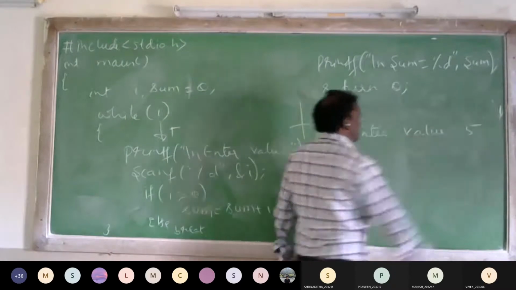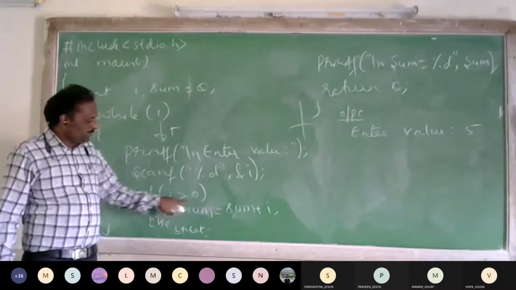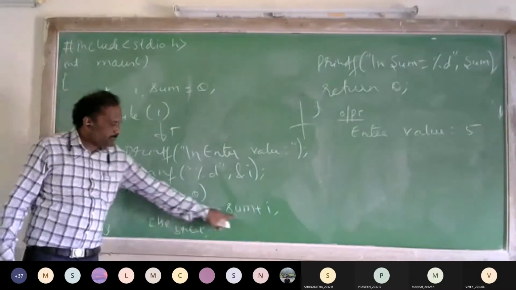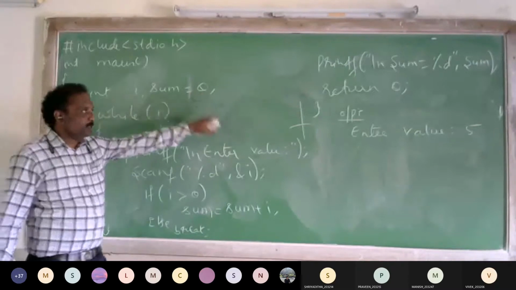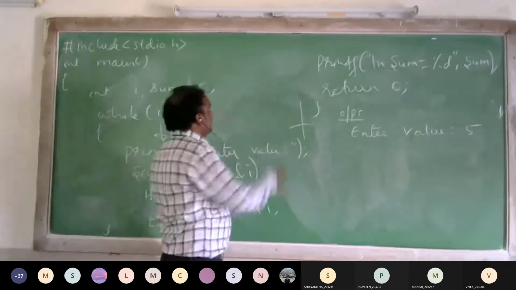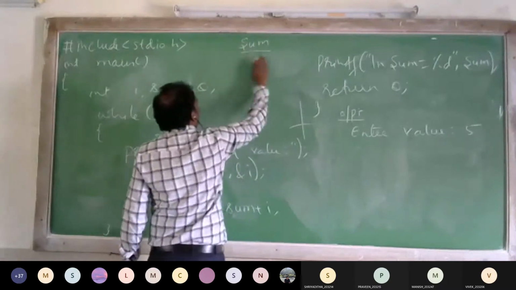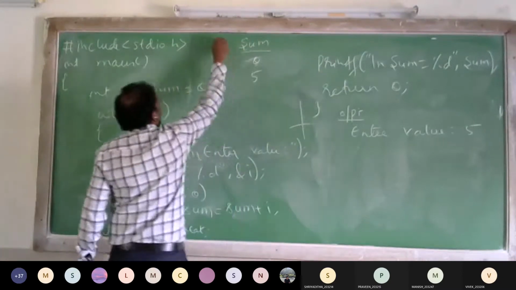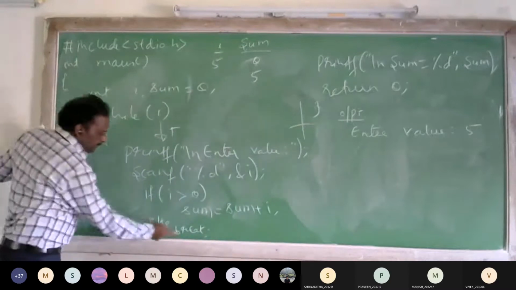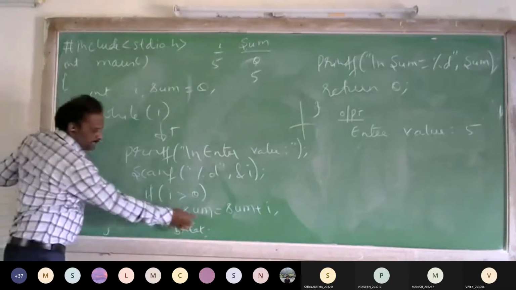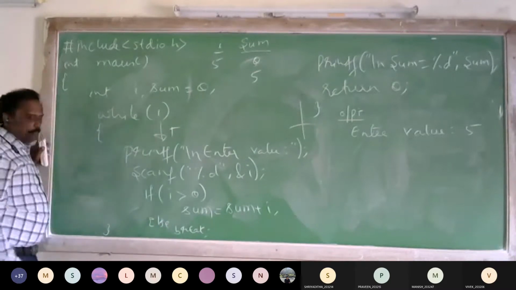Say the value is 5. Now I check whether the value of i is greater than 0. Yes, it is greater than 0. Then add: sum is equal to sum plus i. The initial value of sum is 0, so 0 plus 5 will be 5. Now the else part is not executed, because if the condition is true, the else part is not executed. Now again you enter the while loop.